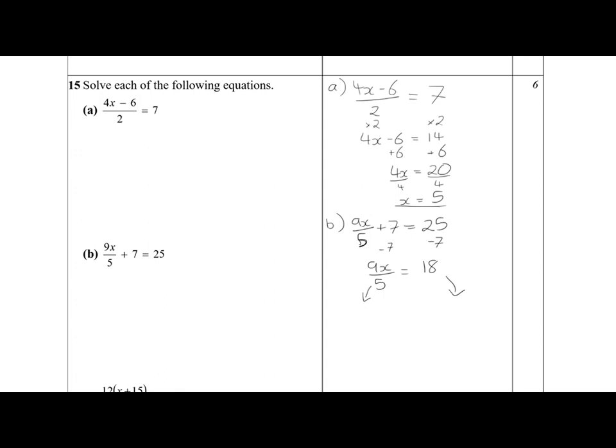So if we start by dividing both sides by 9, then we'd have x over 5, and that is equal to 2. 18 divided by 9 is 2.